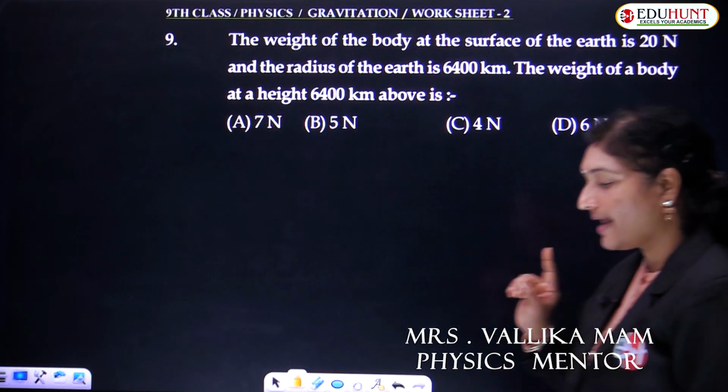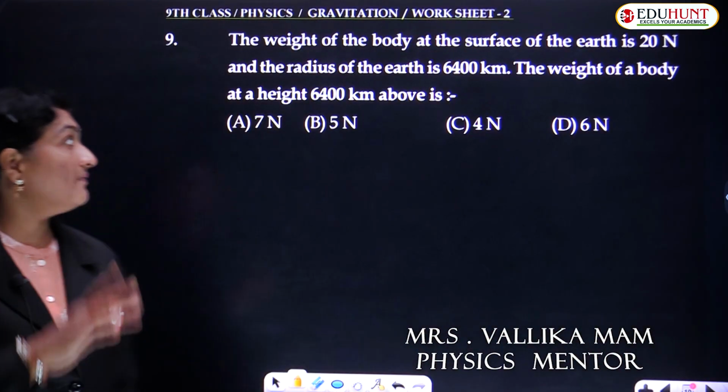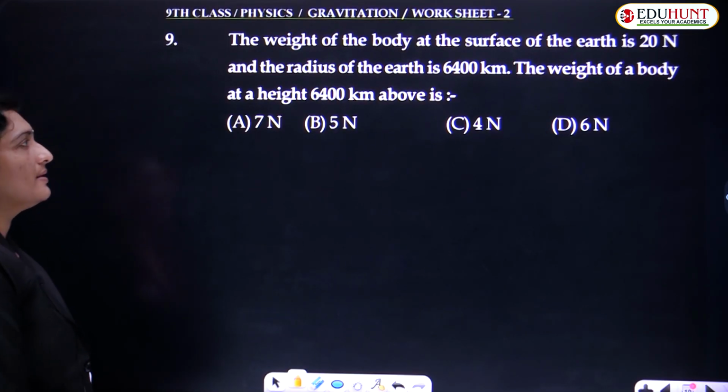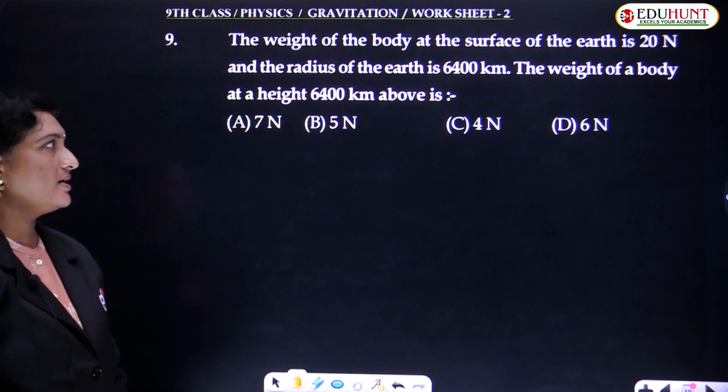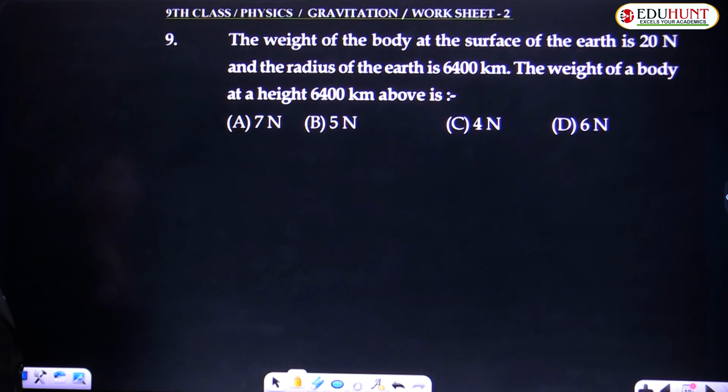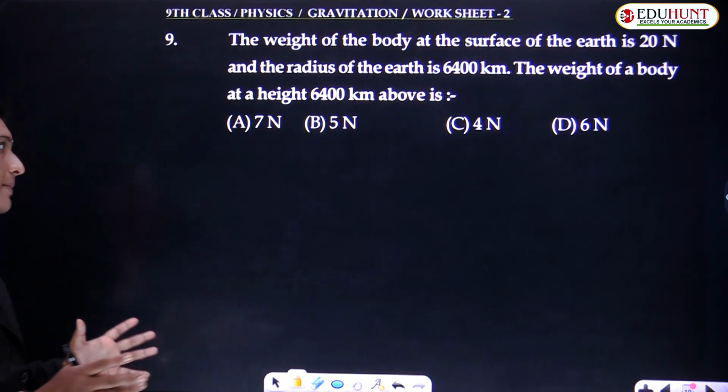So moving ahead with the 9th question, children. What is given? The weight of the body on the surface of the earth is 20 Newton and the radius of the earth is 6,400 kilometers. The weight of a body at a height of 6,400 kilometers is? So same like the previous one.